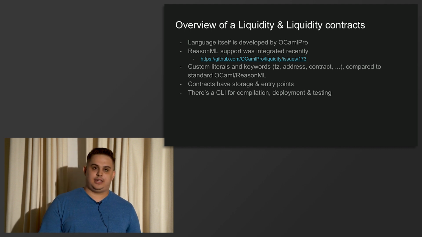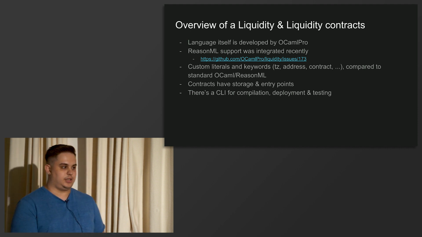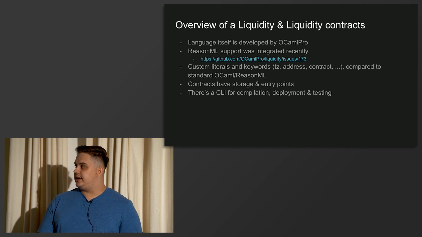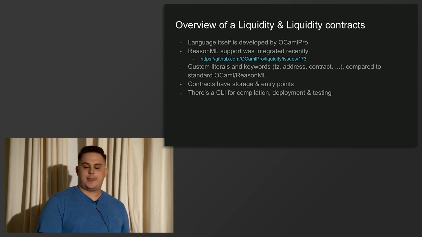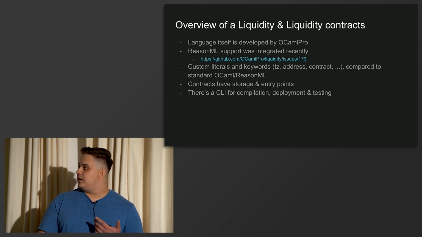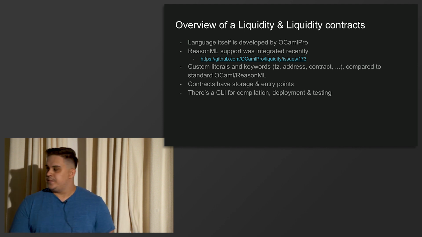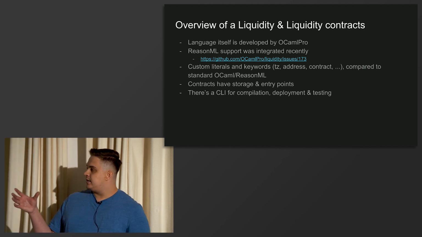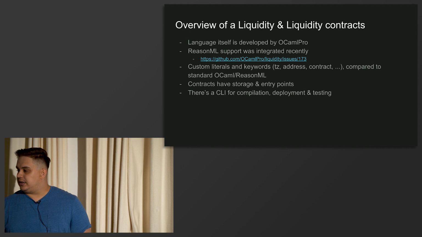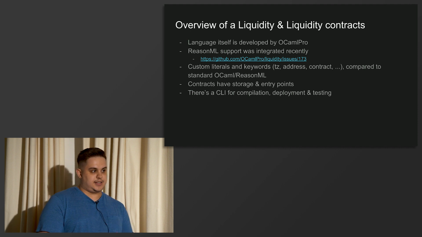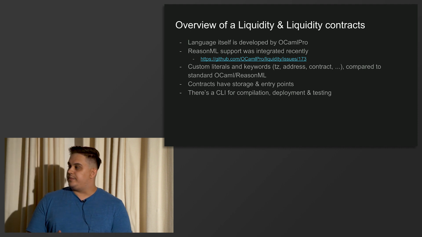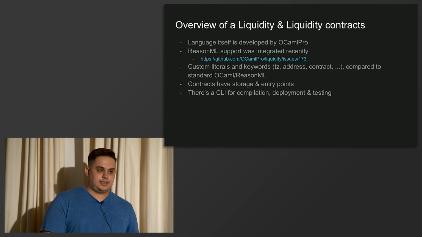There are subtle differences between pure OCaml and ReasonML and what Liquidity uses. Liquidity is effectively a fork of the OCaml or ReasonML interpreter or lexer, and it introduces, for example, new keywords or literals. So you have new types like address, contract, tz for different units, etc. A typical Liquidity contract always has storage and has entry points. What that means, if you compare it to Ethereum and Solidity, is that you also have entry points and you also have storage. So it's pretty similar, you could say.